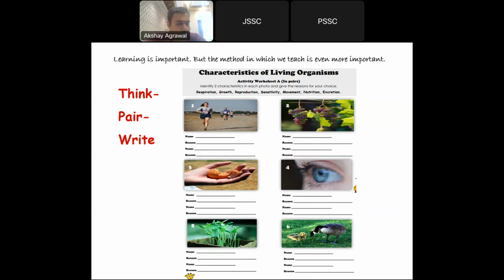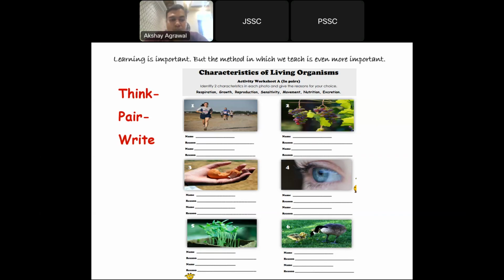Growth. Okay. So, as you can see, when you make people pair and think, it will automatically give you a lot of results. When we started off, many people could only think of movement in the first image, but could not think about respiration. It can also be growth. It can even be sensitivity. When you run for a long period of time, your legs will swell up and so on and so forth. And you have your five senses. So automatically sensitivity can also be talked about.